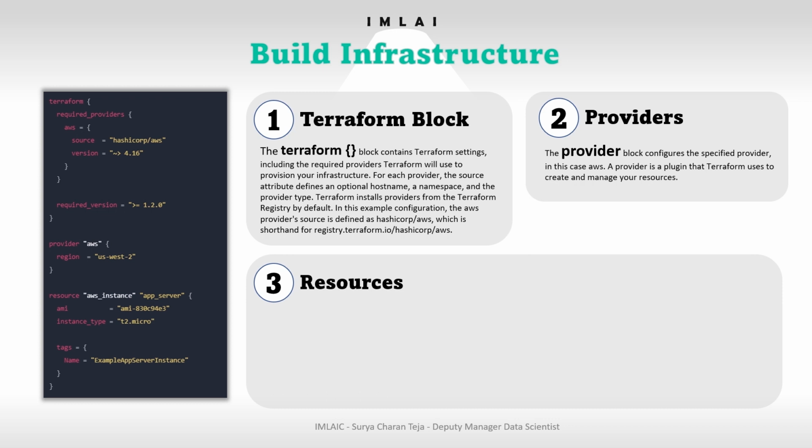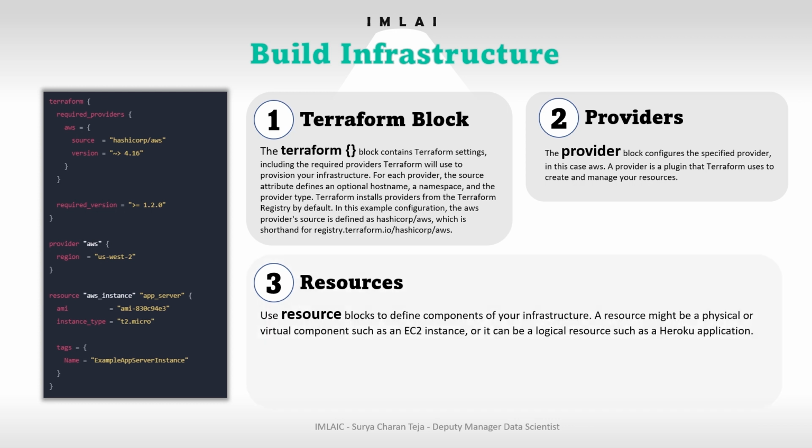You can use multiple provider blocks in your Terraform configuration to manage resources from different providers. You can even use different providers together. For example, you could pass the IP address of your AWS EC2 instance to a monitoring resource from Datadog. Datadog is another cloud kind of service. Okay. So the third component is resources.